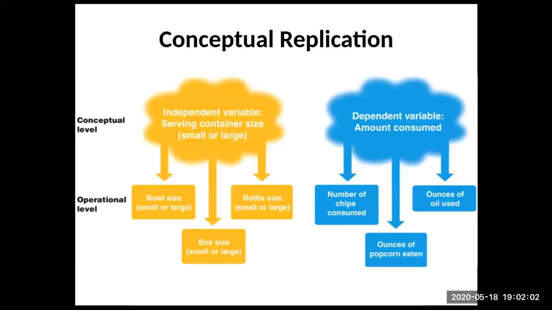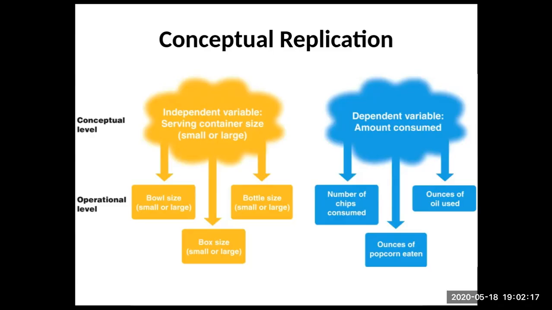A conceptual replication, again, is using the same conceptual variable, maybe not exactly the way that they measured it the first time. So here, the conceptual level is serving container size. So on the operational level, we could have bowl size, large or small.